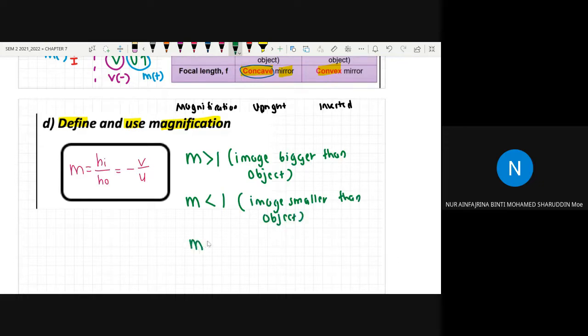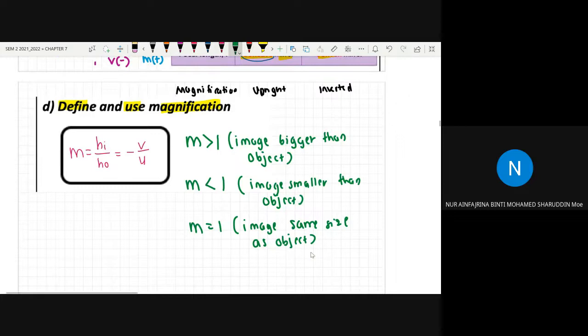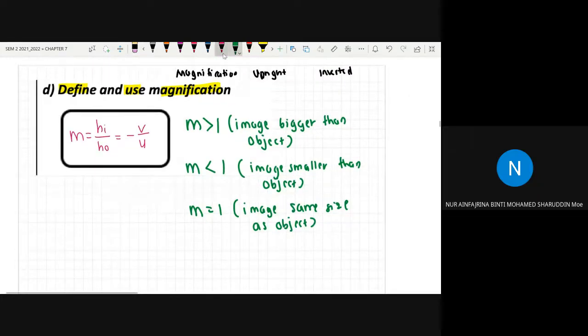Kalau awak dapat M equals to 1, image awak, image same size as object. So maksudnya tak kisah image awak bigger ke, maksud dia magnified ke, dia diminish ke, same size ke. Yang penting, okay, ni mirror, contohnya ni mirror awak dan ini principal axis awak.